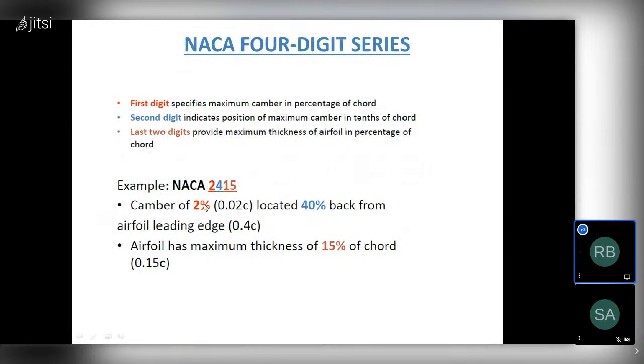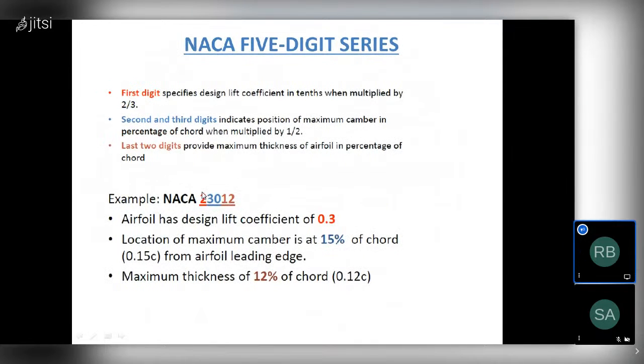So here a camber of 2% is located 40% back from the aerofoil leading edge, that is 0.4 times the chord, and the aerofoil has a maximum thickness of 15% of chord, that is 0.15. Okay, suppose if you consider the chord as 1 meter, then 15% means 0.15 times the chord. So this one is for the 4 digit series, and next we have the NACA 5 digit series aerofoil.